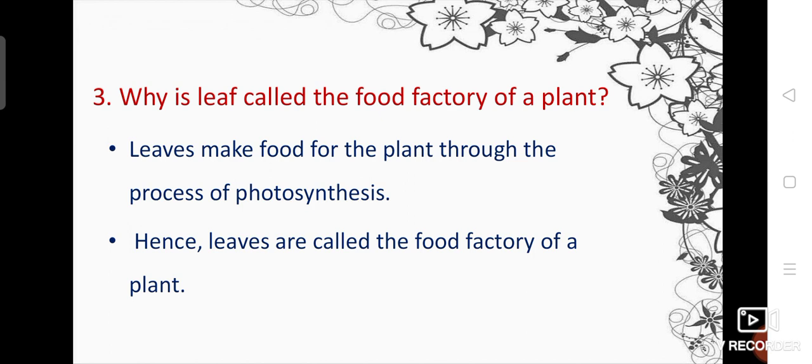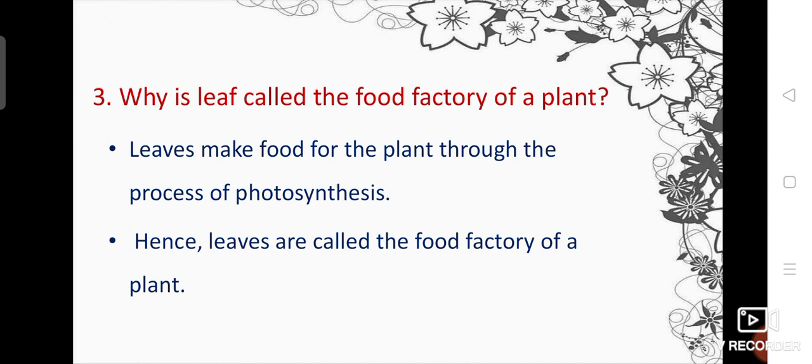They prepare the food in the leaf and they will send the food to all the parts, that is branches, leaves, flowers, roots, everything. They are getting food from the leaves. So why is leaf called food factory? Leaves make food for the plant through the process of photosynthesis. By photosynthesis only they are preparing the food, isn't it? So leaves are called the food factory of a plant.